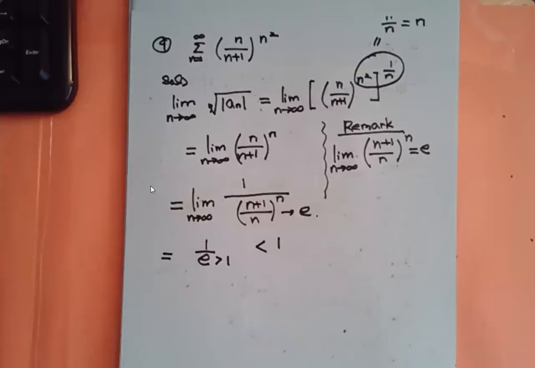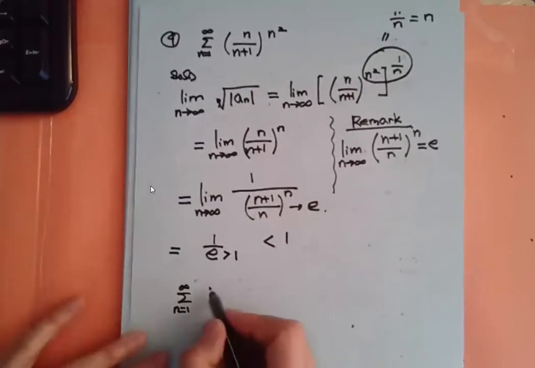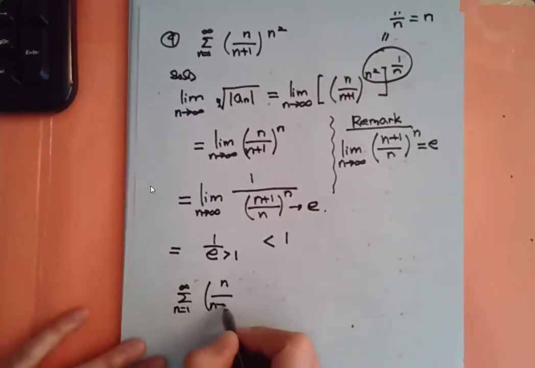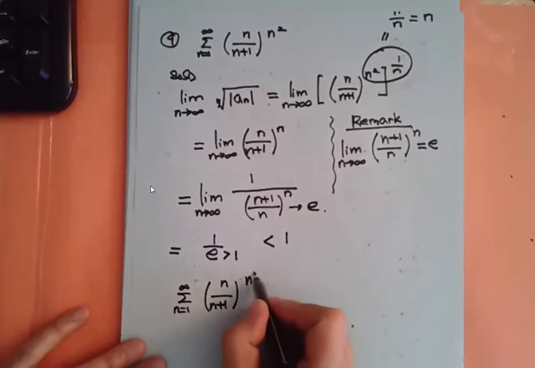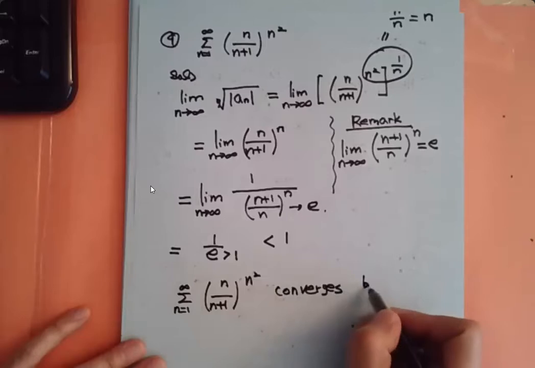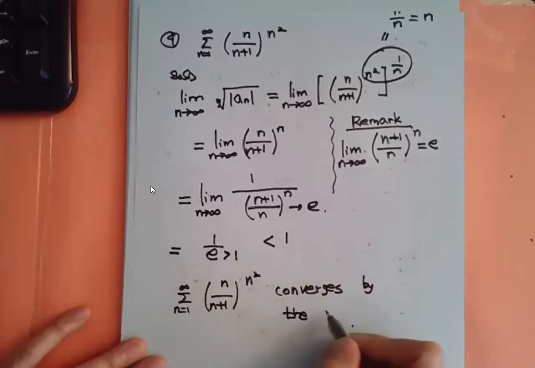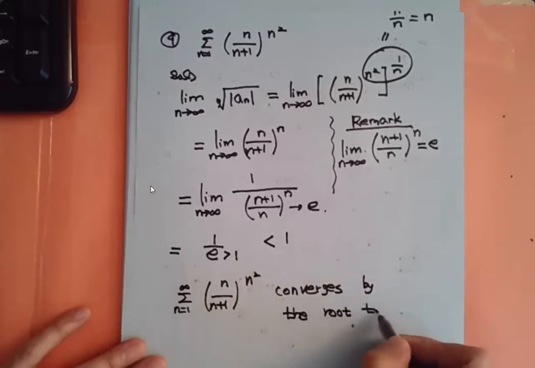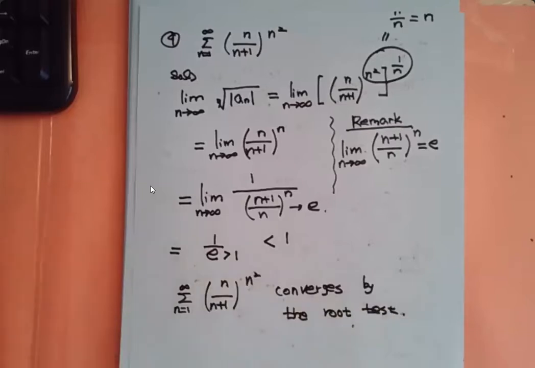Any question? So that is less than 1. Therefore, the summation from n equals 1 to infinity of n over n plus 1 to the n squared converges by the root test. Any question?